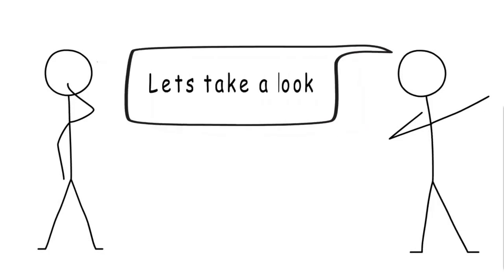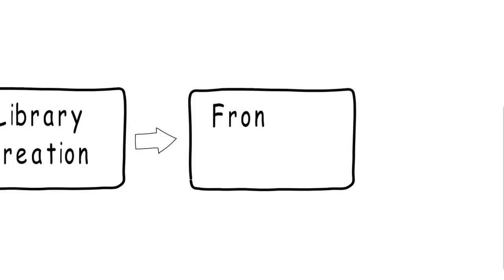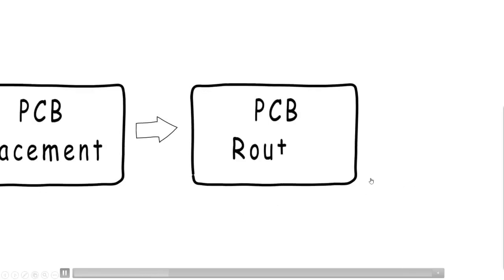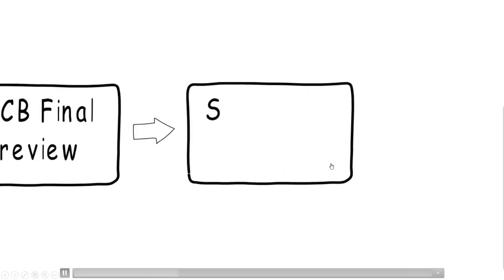Well, let's go ahead and take a look at what's being done today. So this first set of graphics we're going to look at here is what's happening today. You build library parts, you do your front end design, you do your placement of your PCB, you do your routing, and then you move on to final review.